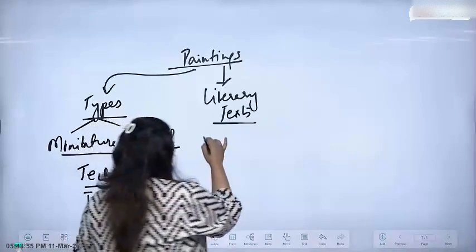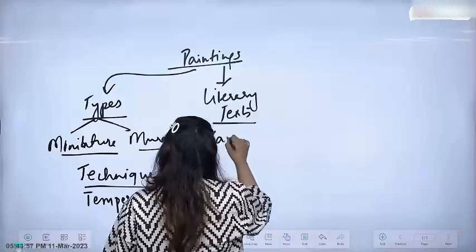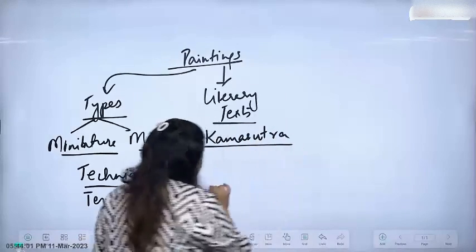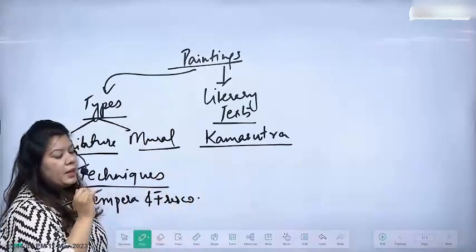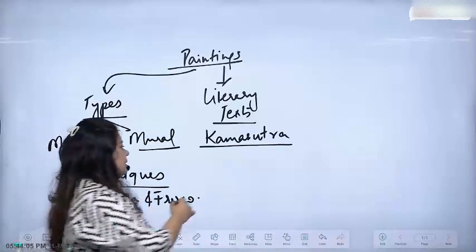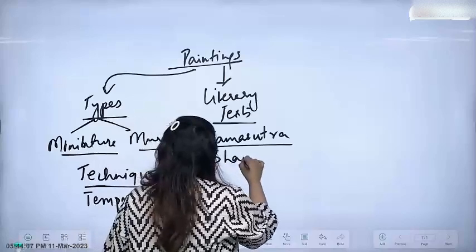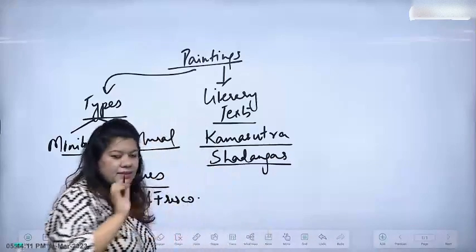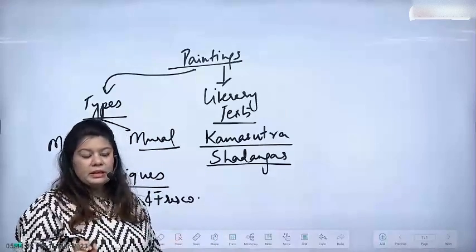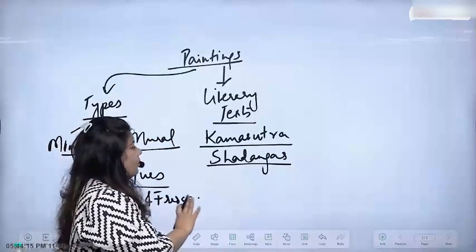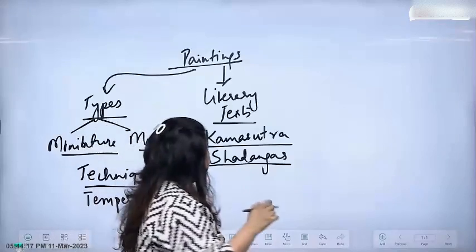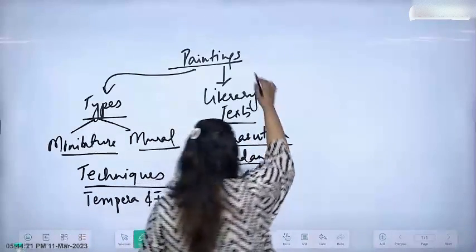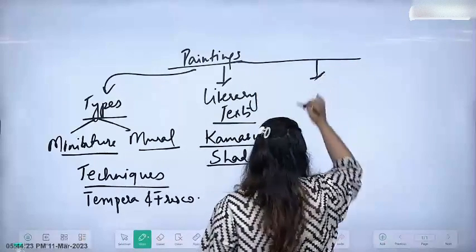There is Vatsyayan's Kama Sutra, which mentions the different parts of painting called Shadangas. There are 6 parts which are mentioned, right? So this is important, so you can just revise your CCRT. Again, I'm telling you that I'll do it in detail whenever the content gives me scope to do it.